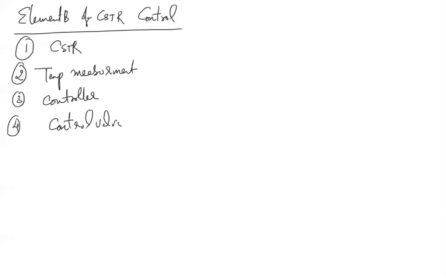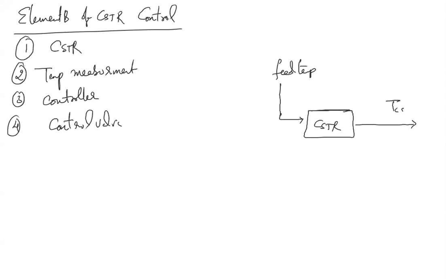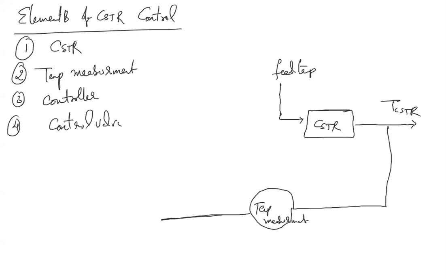Now, how do you draw a control diagram? Let's say this is my CSTR. What is the input to the CSTR? Feed. Feed temperature is an input to the CSTR. What is the output of this process? Temperature of the CSTR. So you are measuring that, and that becomes the input to temperature measurement, which is one element. Then you will have a signal coming out of the temperature measurement.